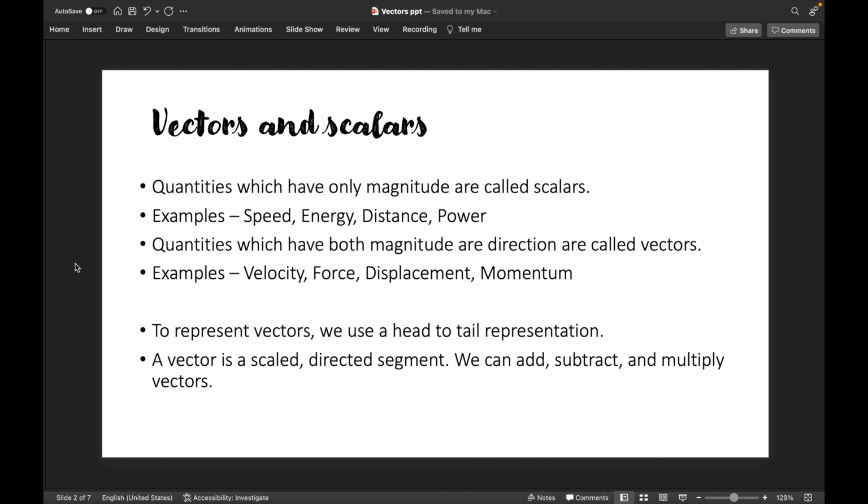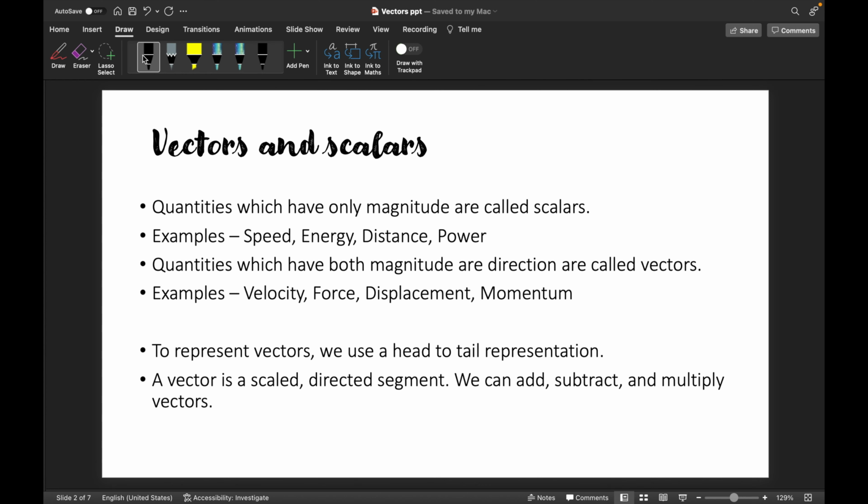To represent vectors, we use a head-to-tail representation. Let me show you what I mean by that. We draw a line segment and we're going to draw an arrow. This would represent the head and this is the tail. We go from the tail to the head, and that's how you represent a vector. But what is a vector? It is a scaled directed segment. It has both magnitude and direction.